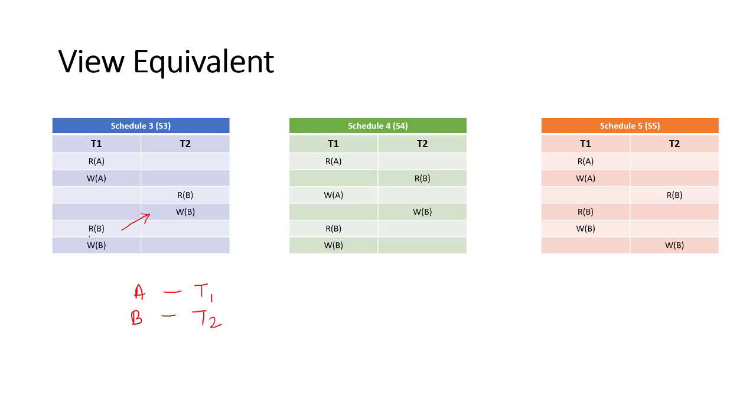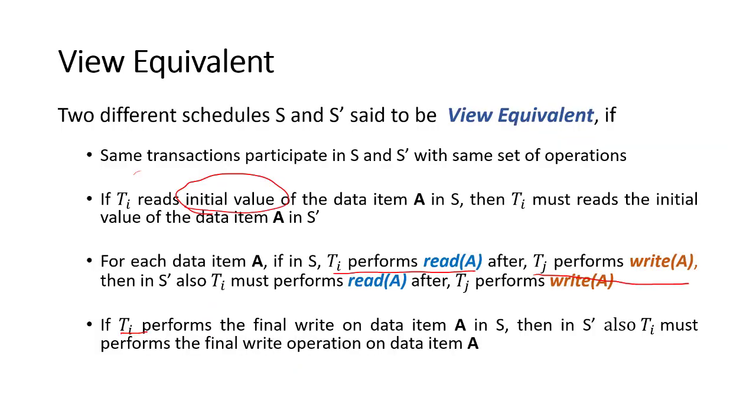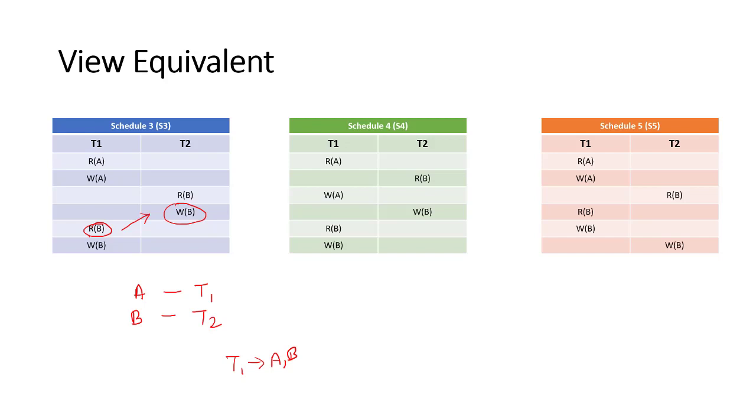Now, which transaction is performing the final write operation of each data item? In case of A, T1 is performing the final write operation, and in case of B also, T1 is performing the final write operation. The read and write condition needs to be checked, obviously, because T2 is writing a value which is later read by transaction 1. So this is the third condition which we need to check.